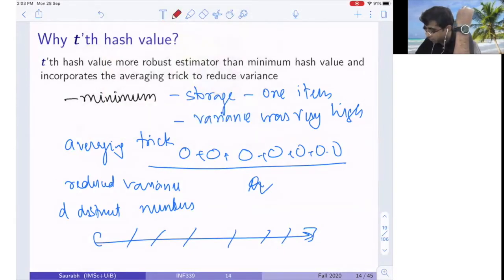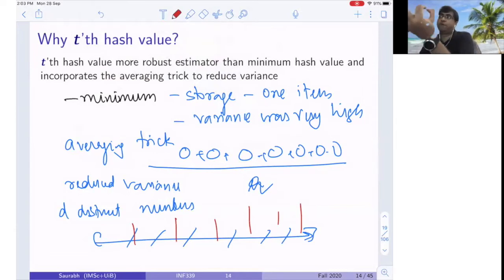Or somewhere, you're mapping them here. Now, chances that one guy can go off is much higher, and hence it can just mess up your things completely. But when you take median, what happens with median?